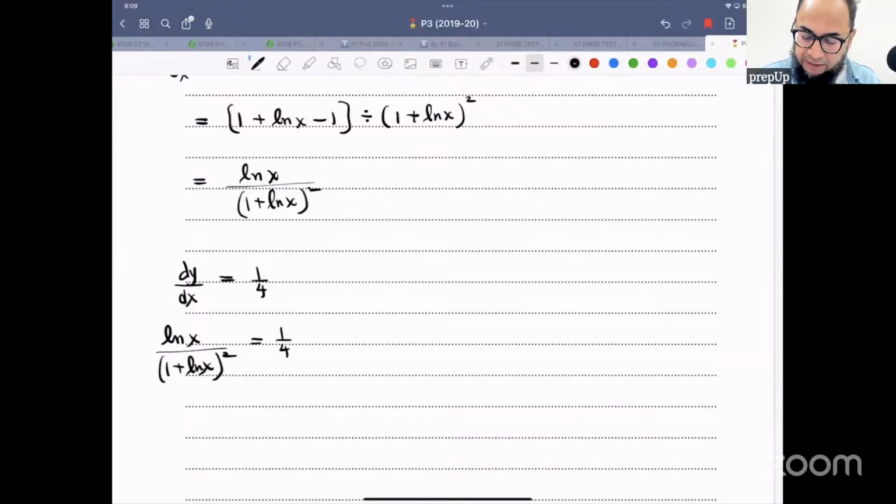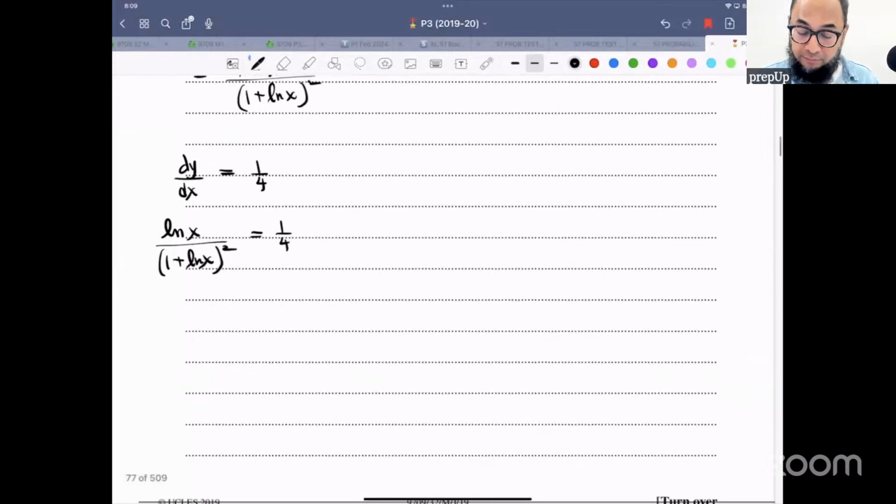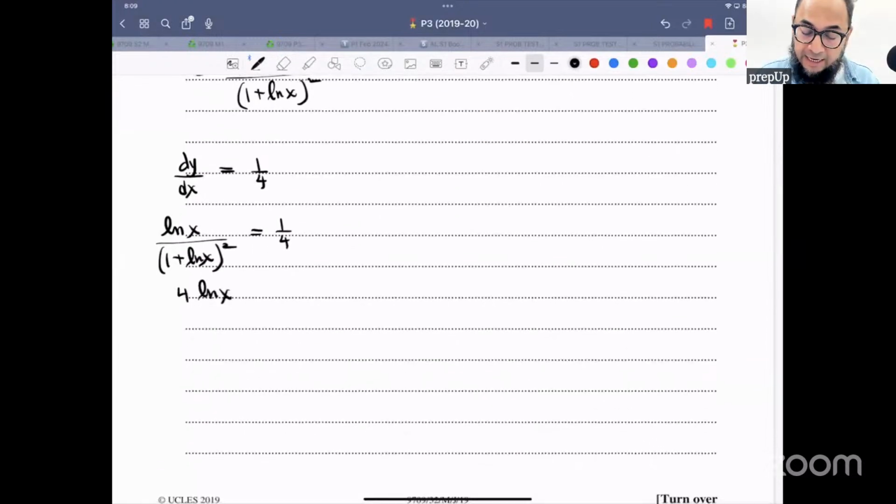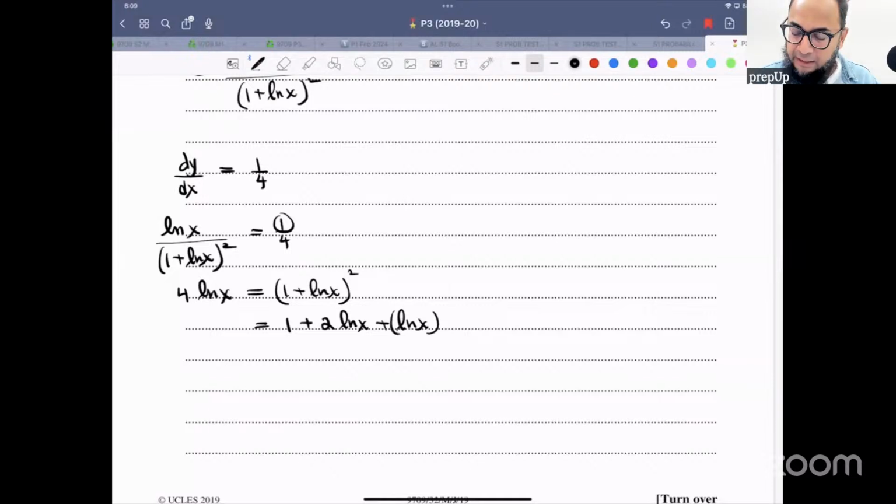And now we are getting a quadratic equation. Strange, very strange. For ln x, this is 1 plus ln x the whole thing square. And this one is just 1. So this is 1 plus 2 ln x plus ln x the whole thing square, and this is 4 ln x. So 0 equals ln x the whole thing square plus 2 ln x minus 4 ln x. So how much is that? That is negative 2. So ln x the whole thing square minus 2 ln x plus 1 equals 0.